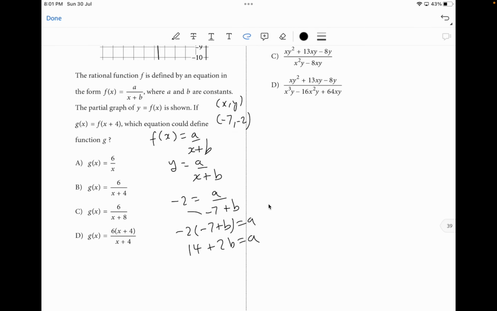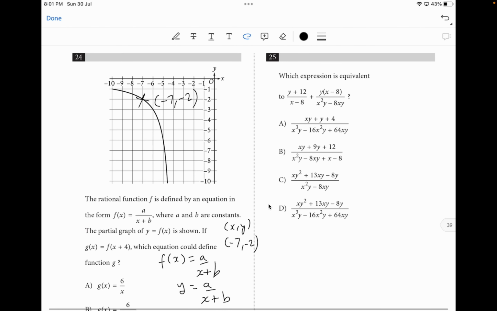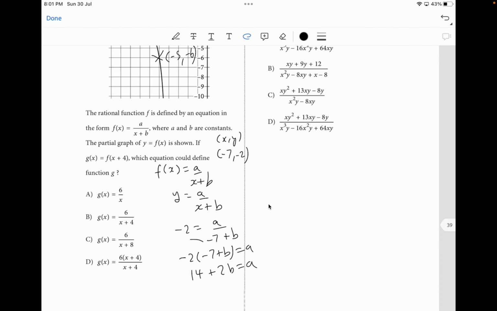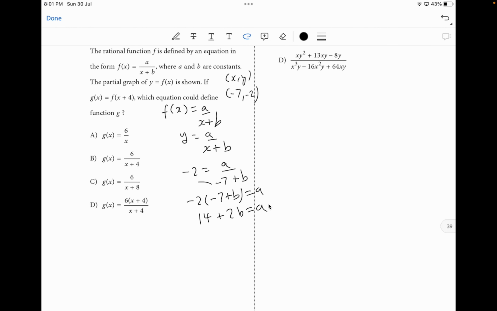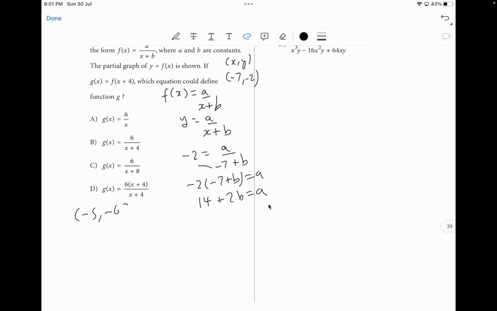And the graph also passes through another point. Technically what we're going to be doing is forming two equations based on two given points, okay? Just choose the most reasonable point you can find. So we're going to be using the point -5, -6 as well. Here, I'm going to be just doing the same steps again. So -5, -6. It's x and y, right? So -6 is equivalent to a divided by -5 plus b. -6 times the bracket -5 plus b is equivalent to a. So it's going to become 30 minus 6b is equivalent to a.